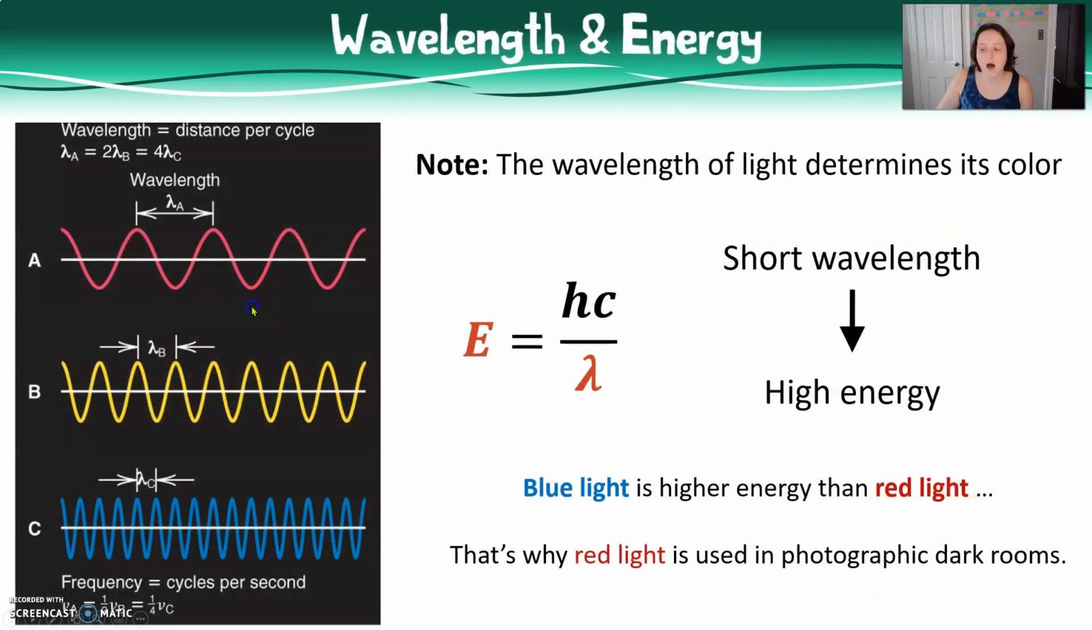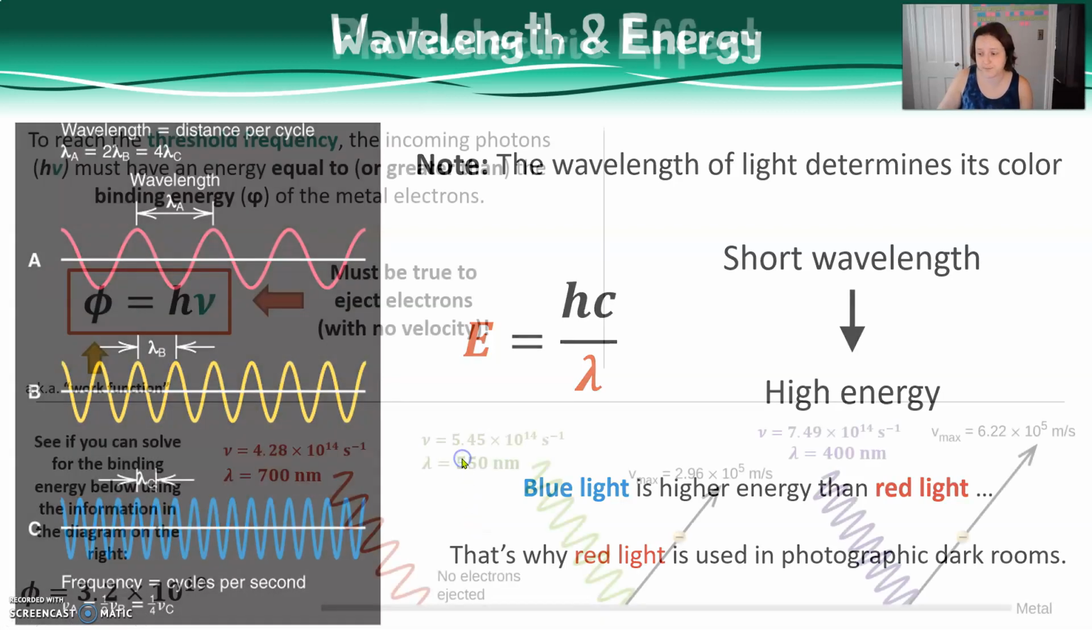So going back to some colors of the visible spectrum, we saw that blue light has a shorter wavelength than red light. So this also means that blue light is a higher energy than red light. This is one of the reasons why red light is used in photographic darkrooms, as it doesn't have enough energy to react with the chemicals used in creating and developing photos.